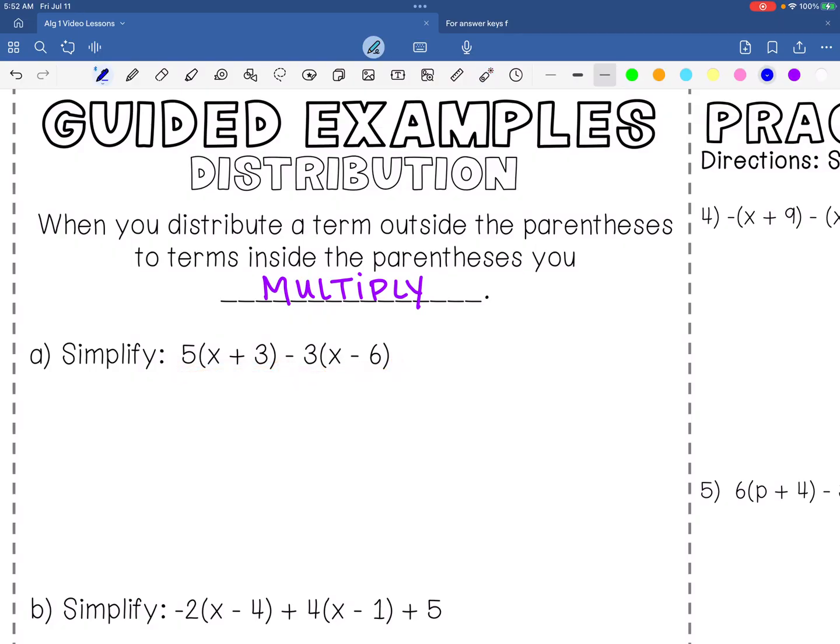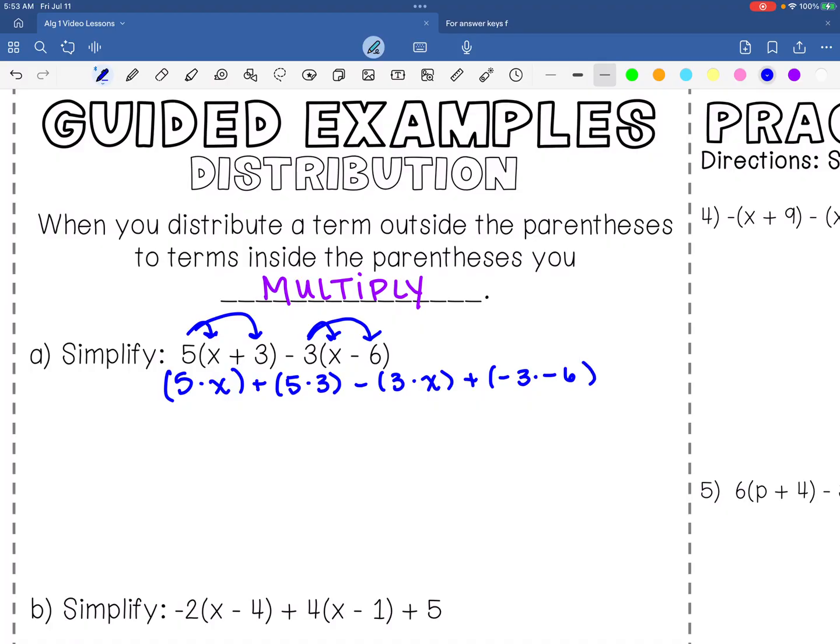So what we're going to do is multiply this set of parentheses. We'll write out all the steps. So we have 5 times x plus 5 times 3. And we're going to do this set. Minus 3 times x. And now this one's a little bit trickier, but we're going to change the sign. So plus negative 3 times negative 6.